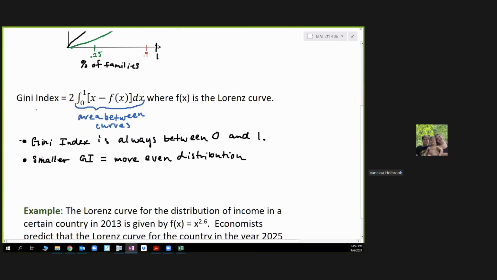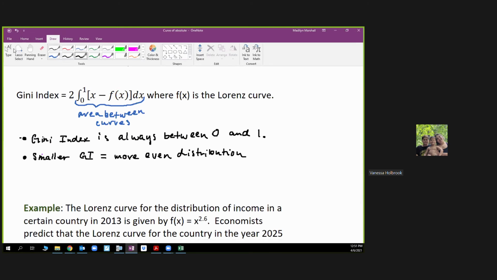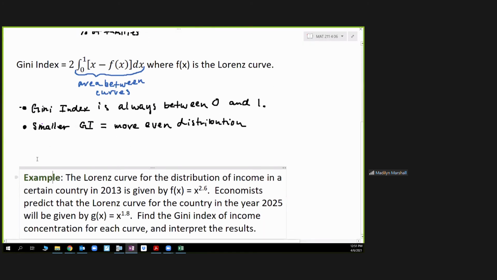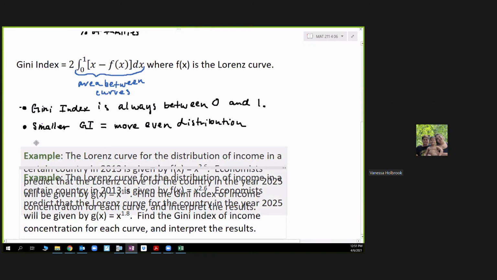Do we need to memorize the Gini index? No, that will be provided on the test. Okay.